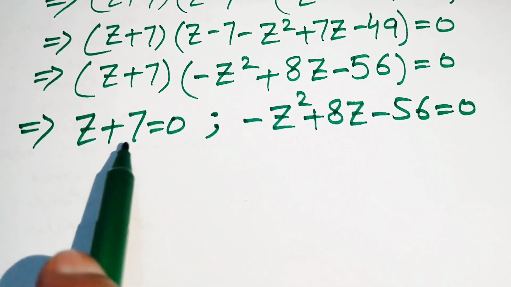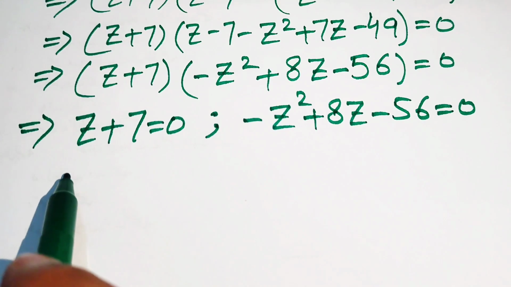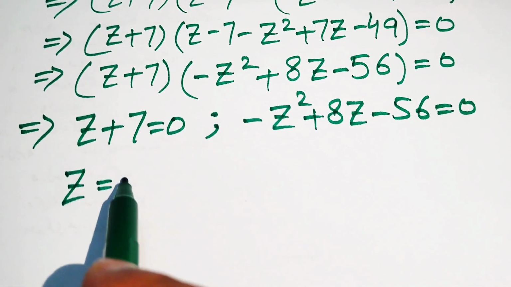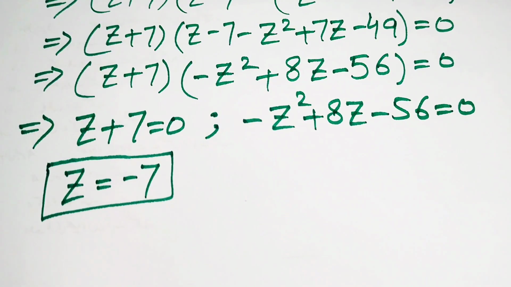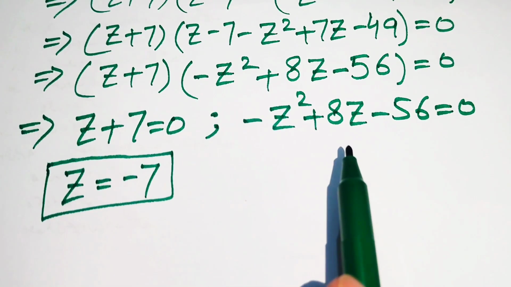So now first we focus on this term, and here we get the first root of the given equation is z equals to minus 7. So this is our first root of this question, and now in order to find the other roots we need to solve this quadratic equation.